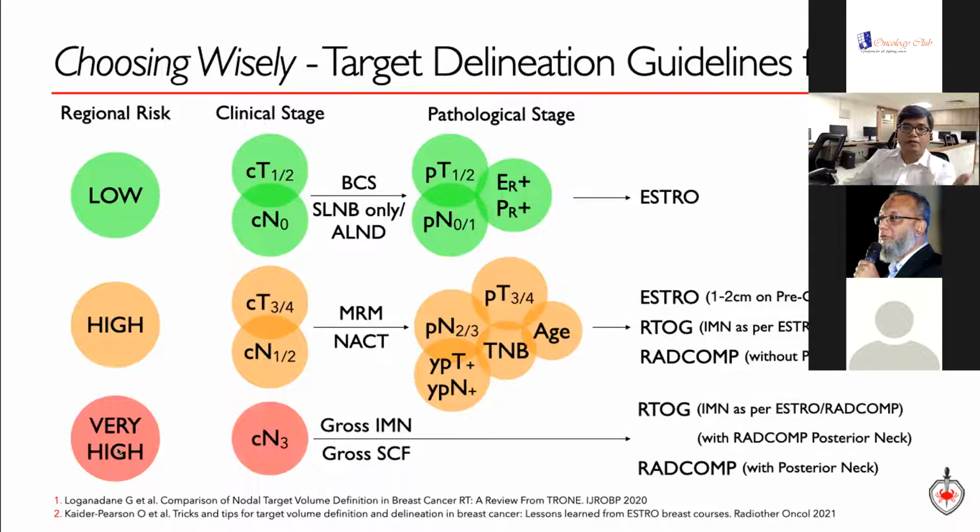And for patients with very high regional risk, these are patients with gross internal mammary nodes or gross supraclavicular fossa nodes. Patients with gross internal mammary or gross supraclavicular fossa nodes should probably be treated with RTOG and RADCOM guidelines. If there's gross SCF, they should also probably have a posterior neck volume. For the RTOG guideline, again, use the internal mammary chain as per the ESTRO and RADCOM, and probably also consider the RADCOM posterior neck for patients with gross internal mammary nodes.